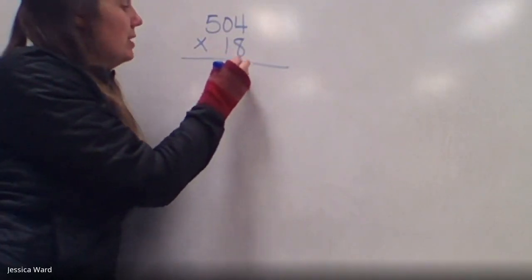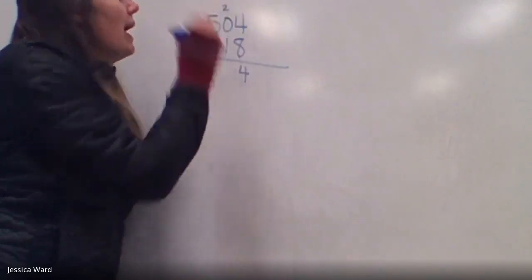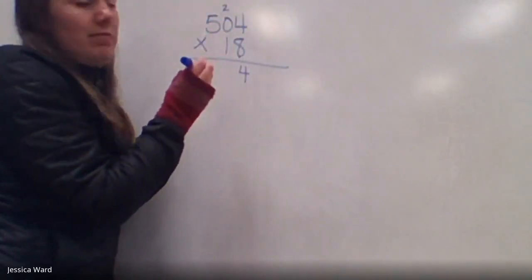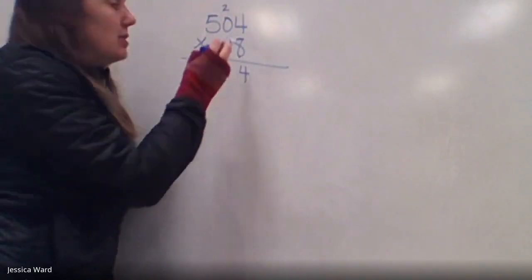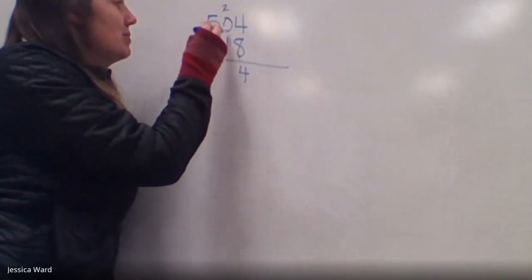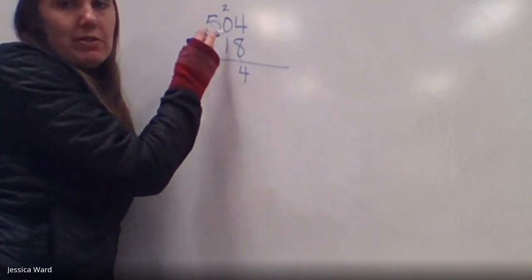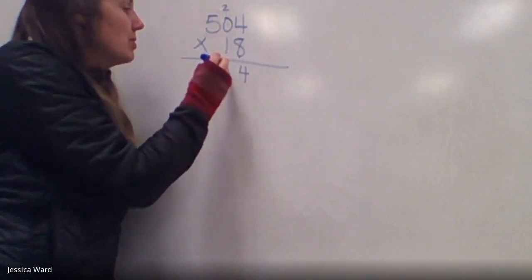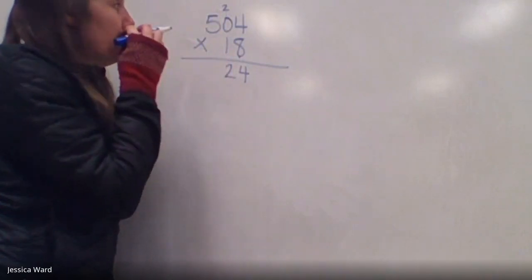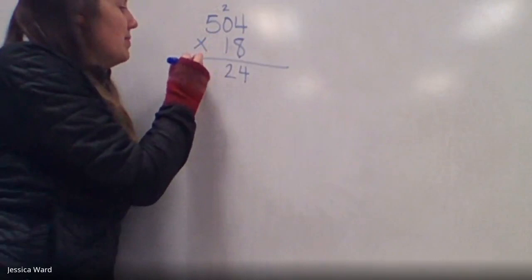So I would have 24. I'm going to write a 4 here and a 2 that I'm going to add after I multiply my next 2 digits. So I have 8 times 0 tens. Any number times 0 is going to be 0, but I'm adding on 2 more. So I'm going to make it 2. And then 8 times 5 is going to be 40.